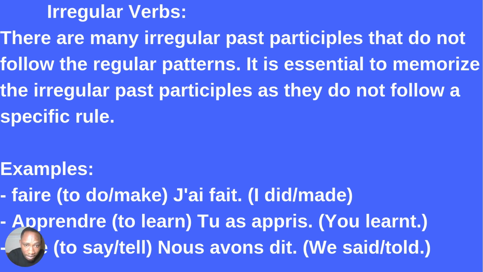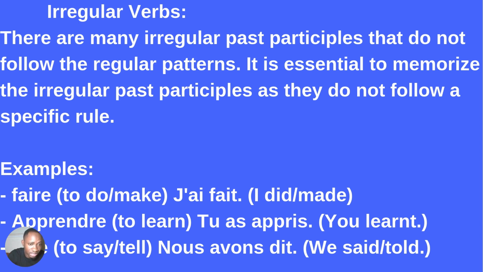Okay, for the irregular verbs, that's the most complicated part. There are many irregular past participles in French that do not follow the regular pattern. It is not necessary for you to memorize the irregular past participles, as they do not follow a specific rule. For instance, look at the verb faire. It's an irregular verb. When you say faire, to make or to do, look at the past tense. It's not an re verb. J'ai fait, I did. J'ai fait.